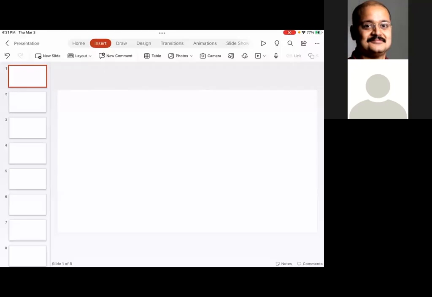Okay, welcome to EGR 445. In last class, we talked about gear design. The first step in gear design is using the beam strength equation.